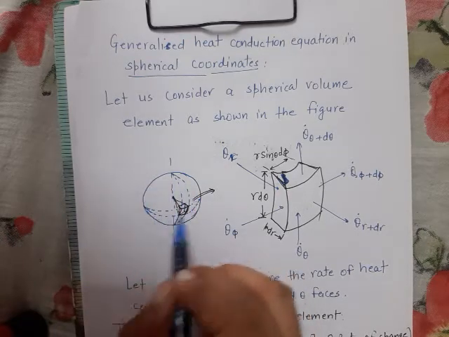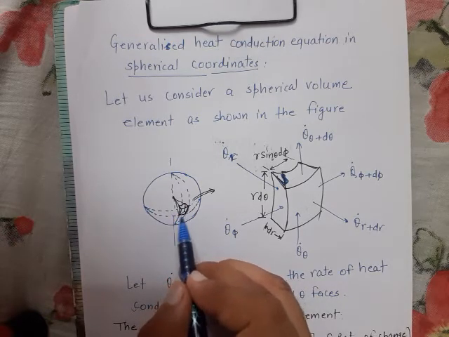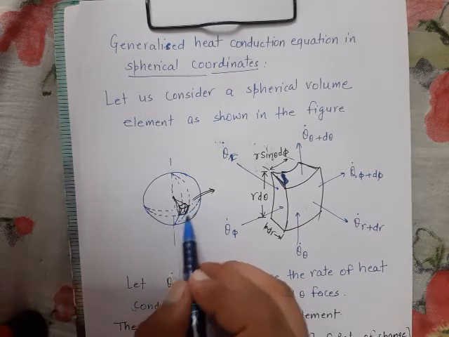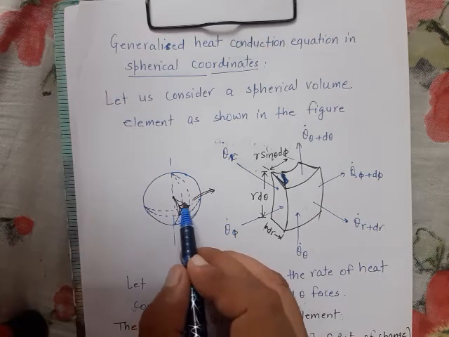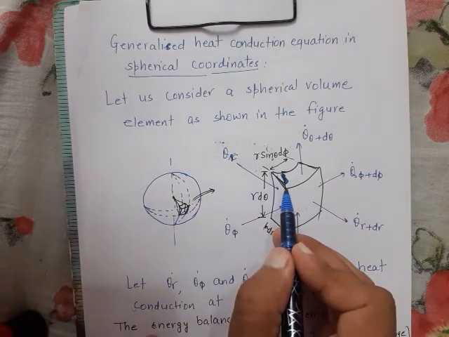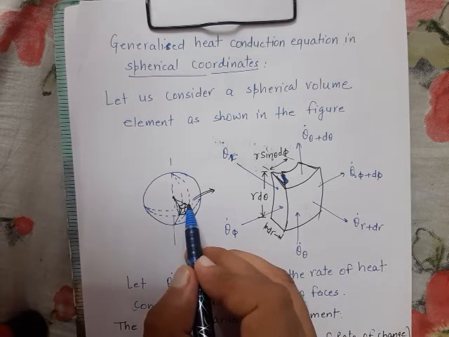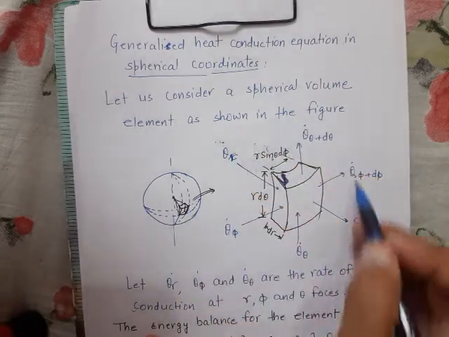Please take a snapshot of this diagram and start drawing it. Practice drawing this diagram. This is a spherical element I have cut from a large sphere. From this large sphere, I have cut a small spherical element, an infinitesimal element, and I am showing you an exaggerated view of that element. Now this smaller element has been exaggerated into this figure.